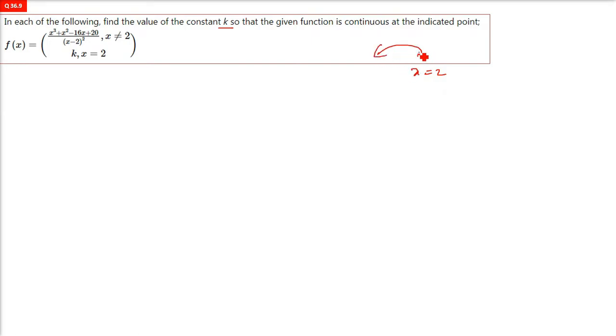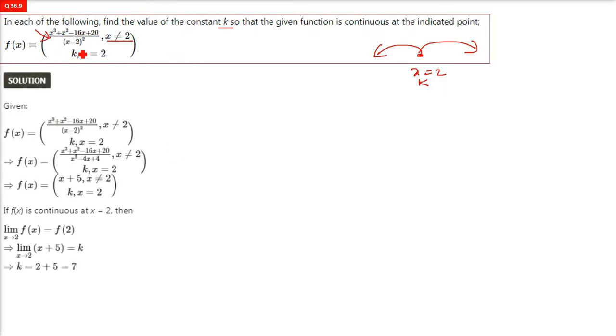So when you go left or right, this function we have to use, which is when x is not equal to 2. So when x is equal to 2, this is k. Now how to do this? This expression holds the key. That is, you need to know how to divide the algebraic expression, how to factorize it. So whatever limit we compute, we have to equate it with k. So limit x tends to 2 f(x), which is the function we are talking about, is equal to f(2), which is k in this case, right?